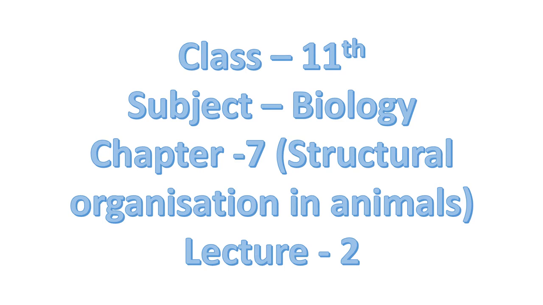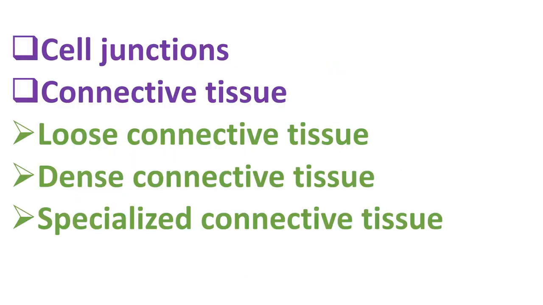Good morning students, this is for class 11th, subject biology, chapter 7, structural organization in animals, and this is lecture number 2 of chapter 7. Topics to be discussed in today's lecture are cell junctions and connective tissue. In connective tissue, you will study about loose connective tissue, dense connective tissue and specialized connective tissue. So let's start our lecture with cell junctions.